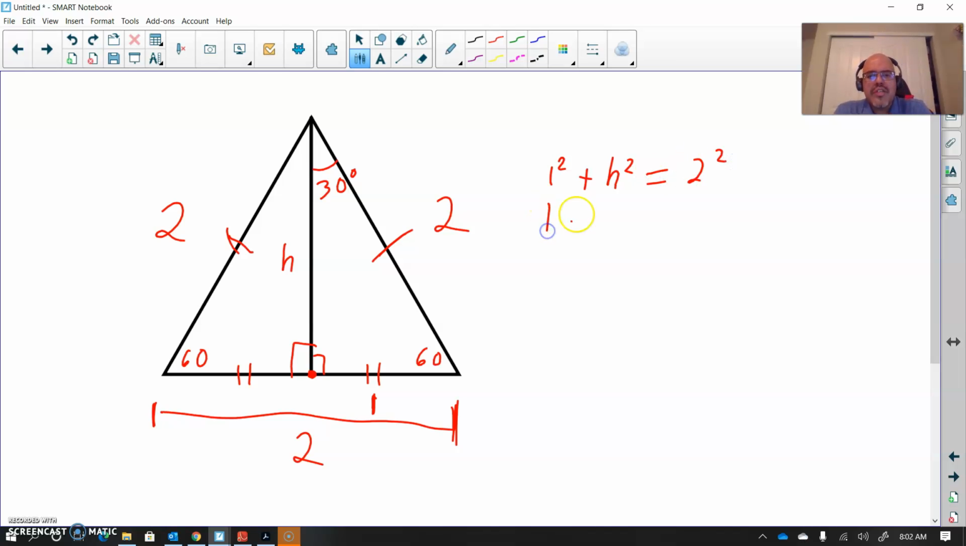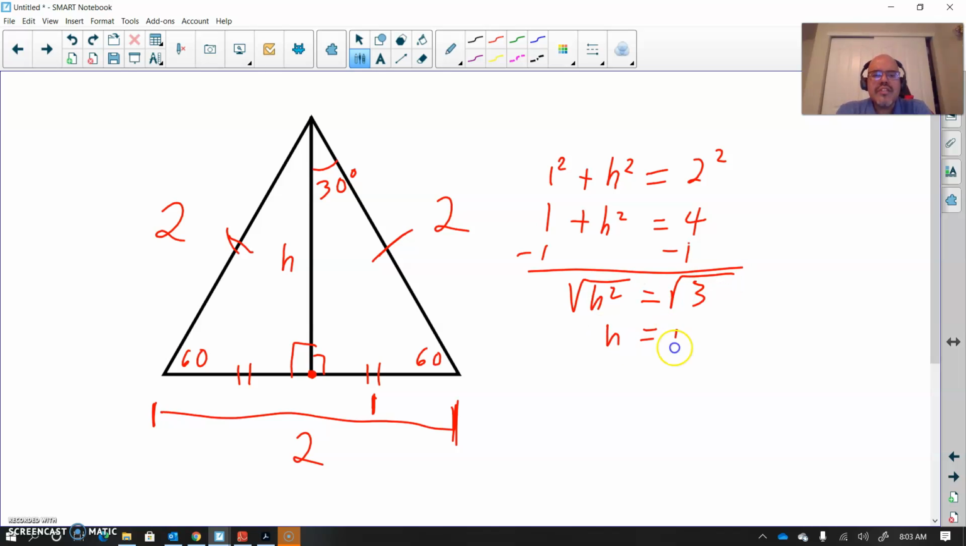So 1 squared is 1. Of course, that's going to be h squared equal to 4. Subtract 1 from both sides. So this is h squared equal to 3. Then we take the square root. So h is going to be the square root of 3. So that means that this distance, or the height of this equilateral triangle, is going to be square root 3.